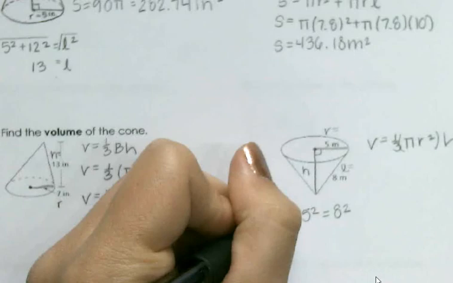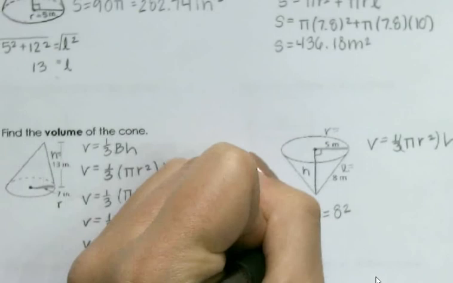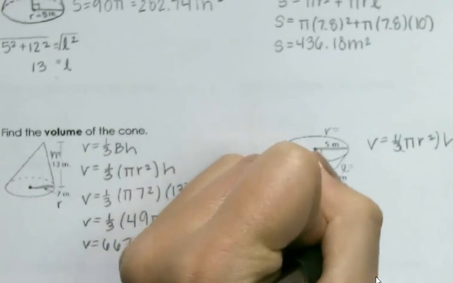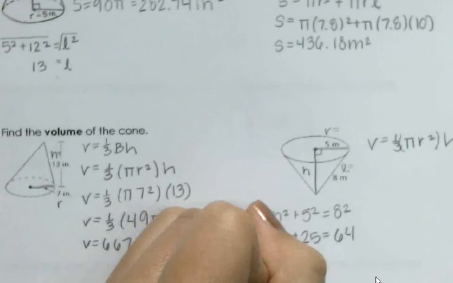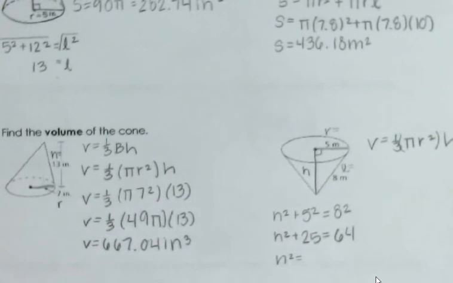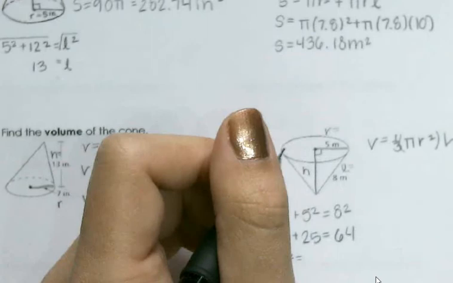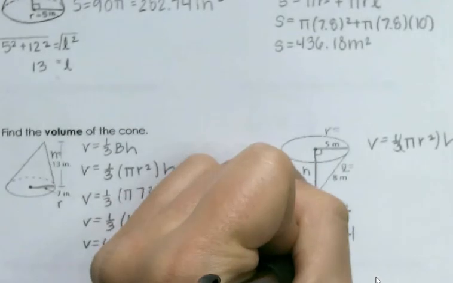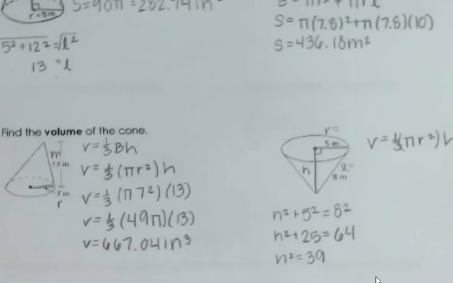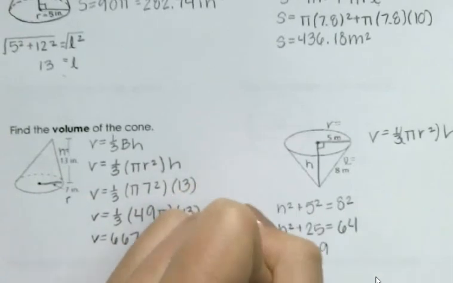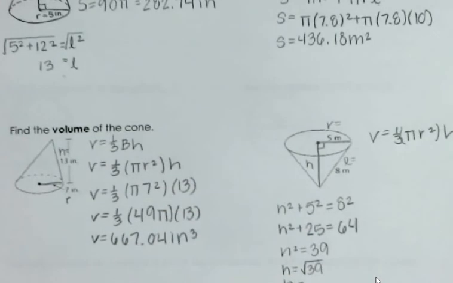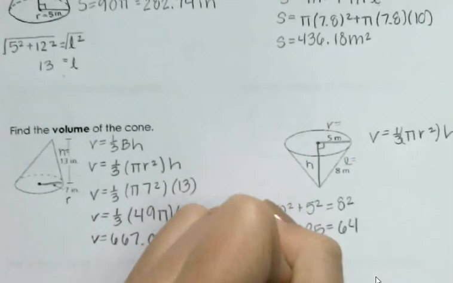So we get h squared plus 25 is equal to 64. And then, in order to solve for h, we need to subtract. So we take 64 minus 25, and we get 39. Take the square root, and for h here, we get 6.24.